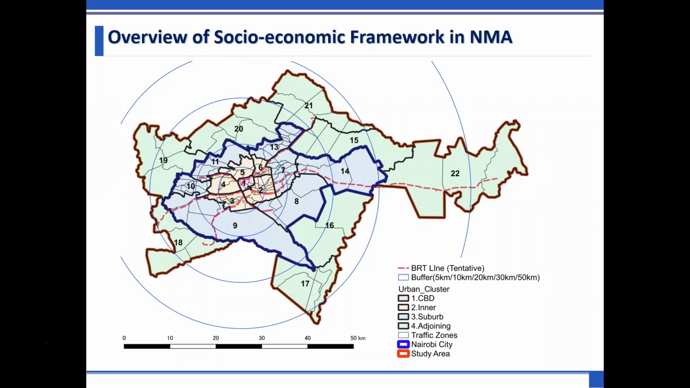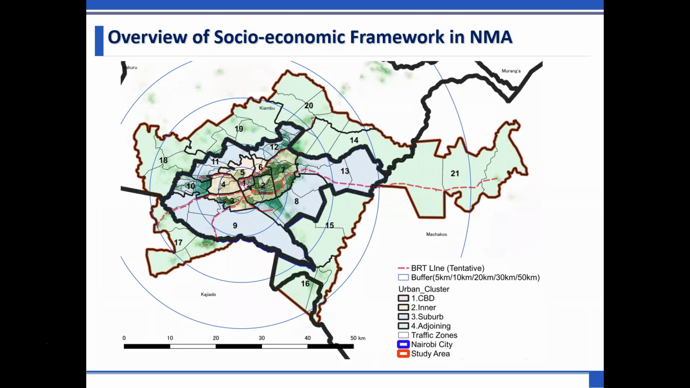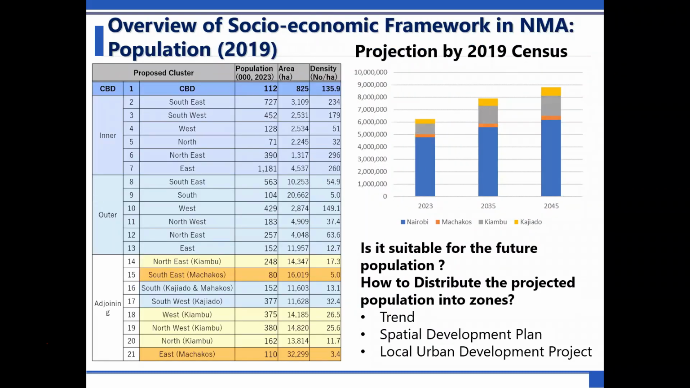I'm finding the population distributions by the minimum administration boundary. However, at this moment, the Kenya National Bureau of Statistics, KNBS, doesn't share the information with us. As an alternative, I refer to open source population distribution data from the World Population Database. Based on this information, this table shows the population distributions by cluster that I roughly estimated.